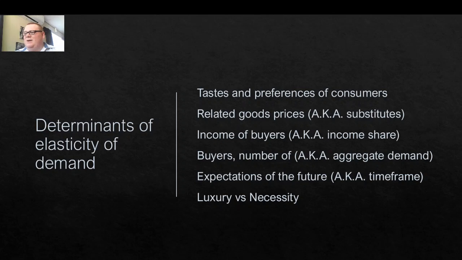So, the determinants of elasticity of demand. There are 5 main ones, and one I've added myself as well that I believe is an important determinant. So there are tastes and preferences of consumers. Those can just be brand loyalty, quite simply, quite often. And then there are related goods prices, so any substitutes. For example, butter and margarine.